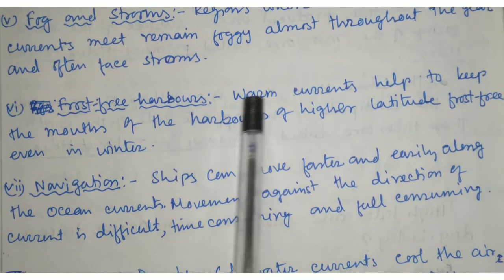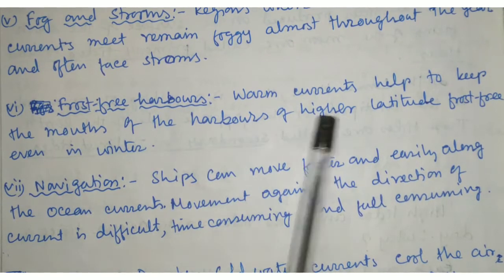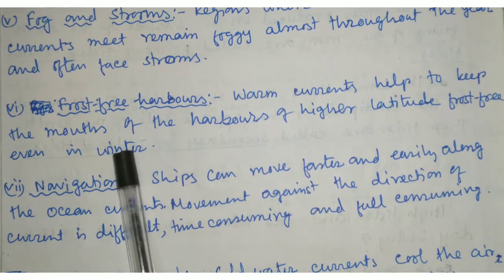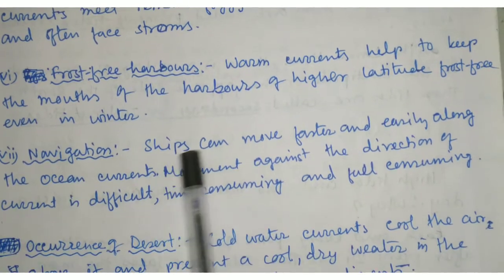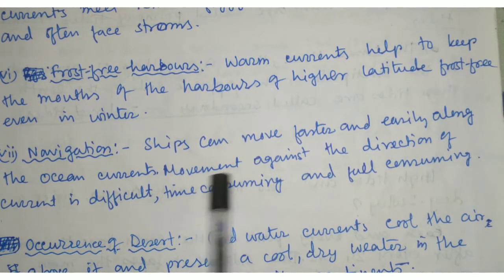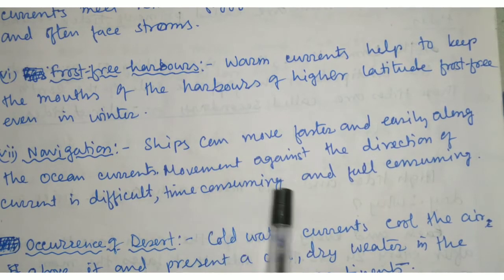Frost-free harbor. Warm current helps to keep the mouth of the harbor of higher latitude frost-free even in winter. Navigation. Ship can move faster and easily along the ocean current. Movement against the direction of the current is difficult, time consuming and fuel consuming.